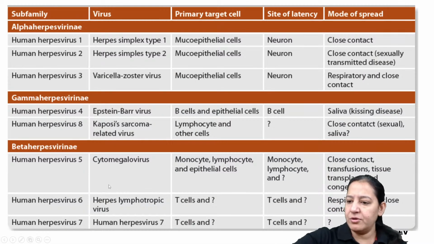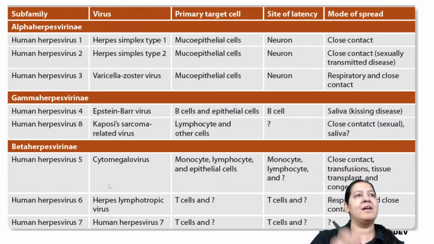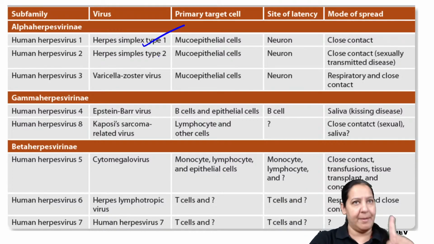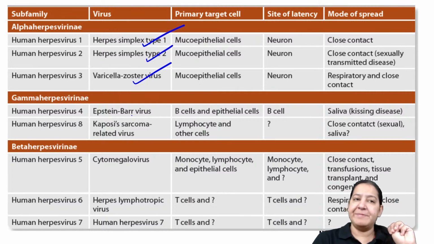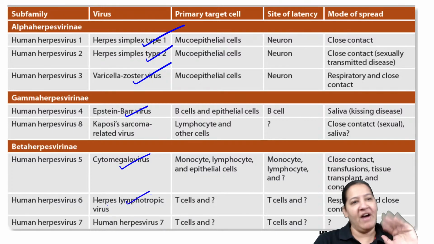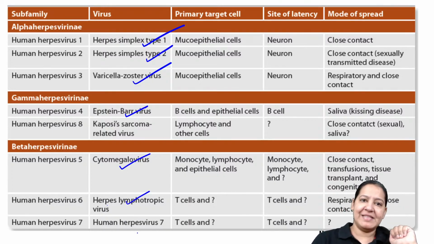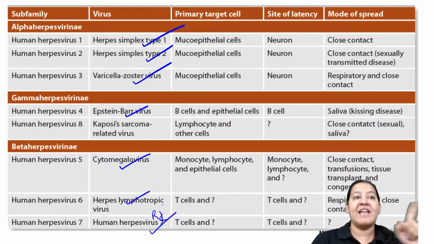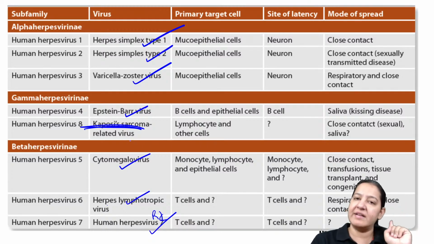Here, from one other book, we can see the classification. It is HSV1 type 1, HSV2 type 2, and VZ virus. VZ is type 3, right? And Epstein-Barr virus is type 4. Cytomegalovirus is type 5. Human B lymphotropic virus is type 6. Type 7 is RK virus. Also remember the other name of type 8, Kaposi. Kaposi virus is type 8.